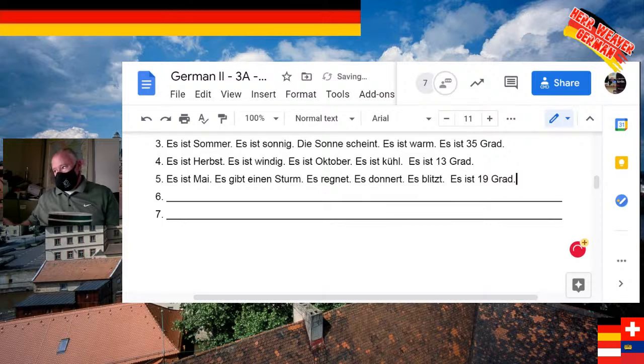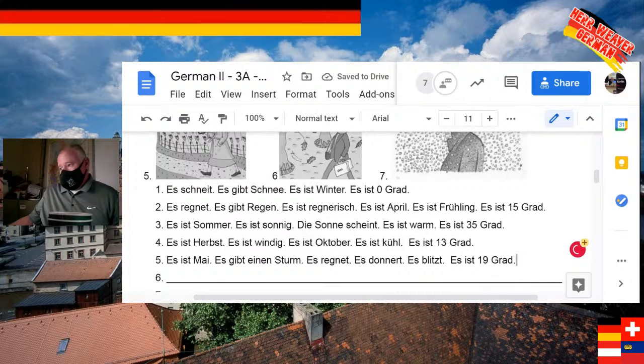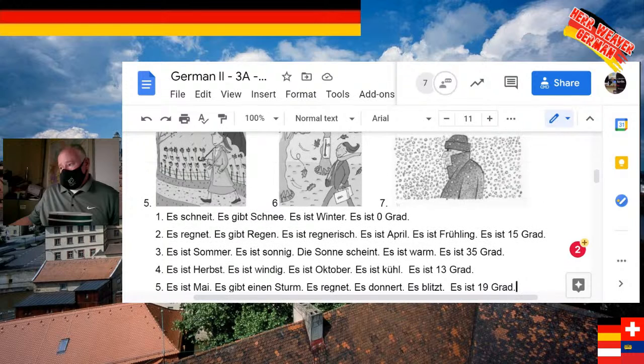That's plenty. Okay, Nummer 6. This gets tricky because some of these are for the same season. Now, windig, okay. Herbst, windig. I noticed that there actually is a thermometer in this picture. Can you read what it says?